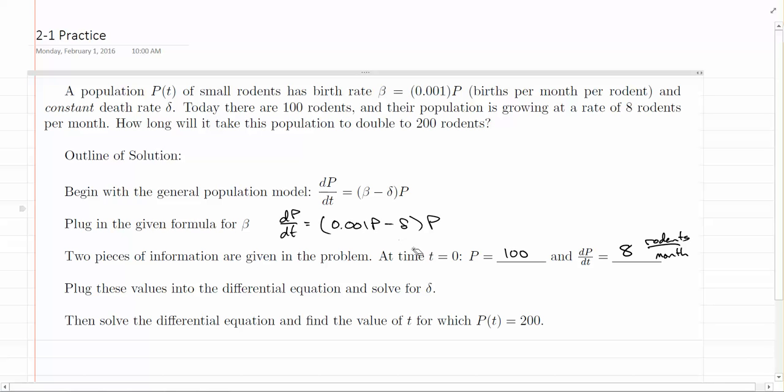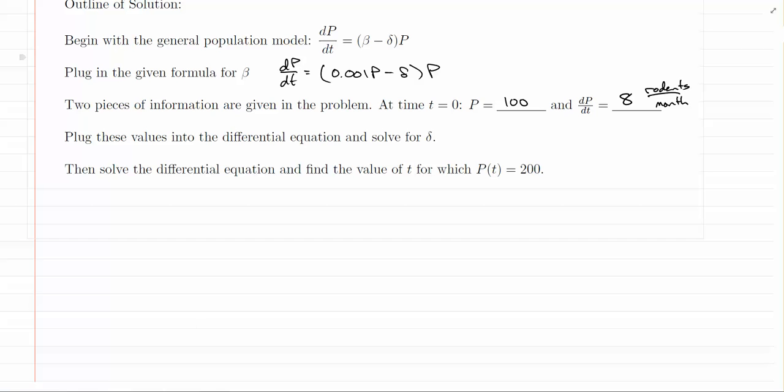That's the first step. And then we're given two pieces of information. At time t equals 0, so that's like today, there are 100 rodents, so the population's 100, and also their population is growing at a rate of 8 rodents per month. That's a rate of change, so that's exactly dp/dt. So dp/dt at that time is 8 rodents per month, and that lets us know that t is being measured in months here. So what we can do is plug those values in, right? Those are the values when t is 0.